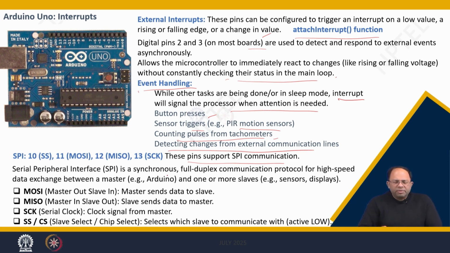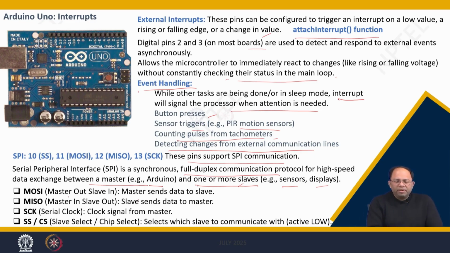Each has different tasks, of course, but the primary job they do is allow full duplex communication, meaning both-side communication. Information is sent and also received for high speed data exchange between a master, which is Arduino, and one or more slaves, which are sensors, displays, and so on. Sometimes sensors need to send some data. It's not only the pin being high or low, some data needs to be exchanged. That is where SPI pins come in, right?